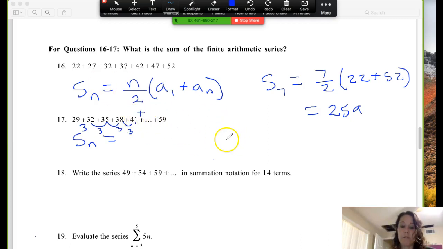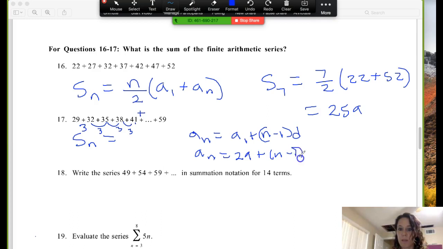Or I can go ahead and figure out the number of numbers. I need to figure out how many it is to get to 59. So what I'm going to do is write an explicit formula for this. I know my explicit formula for an arithmetic series is a_n equals the first term plus the number of terms minus 1 times the common difference. The common difference is 3 and my first term is 29. So a_n is 29 plus (n minus 1) times 3. What I need to figure out is that number of terms. What is 59? What number is that?